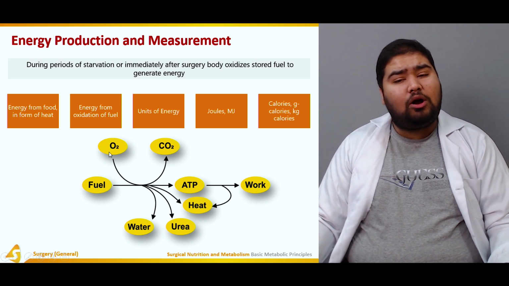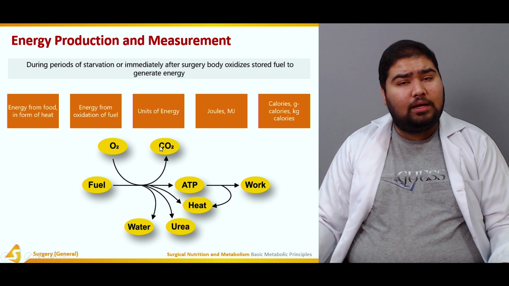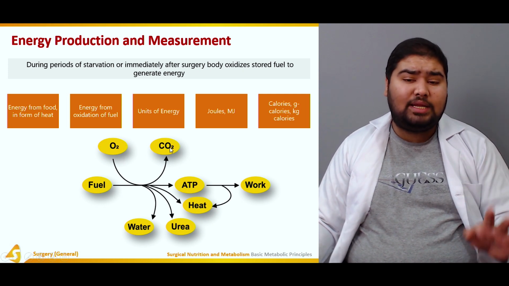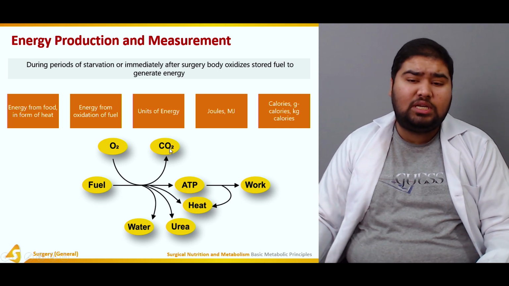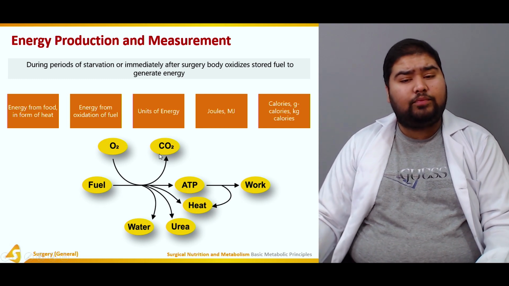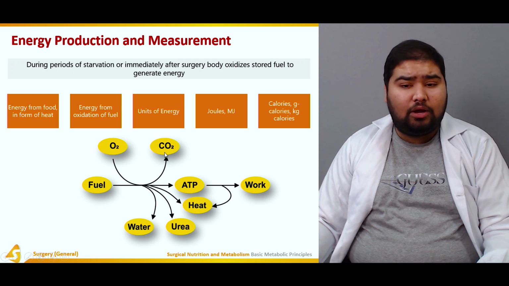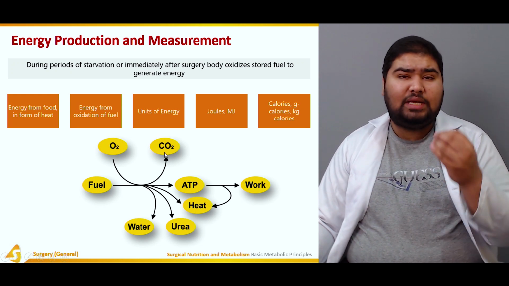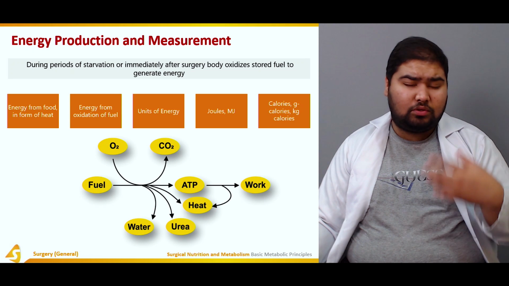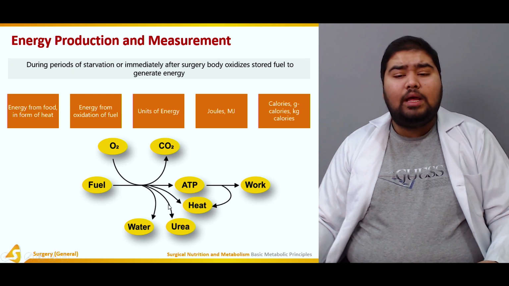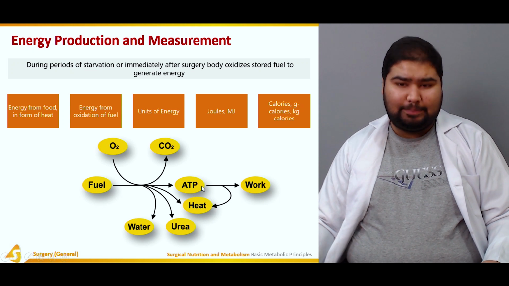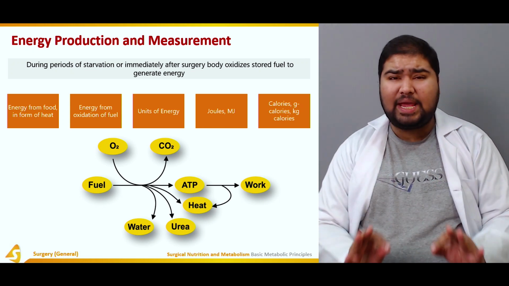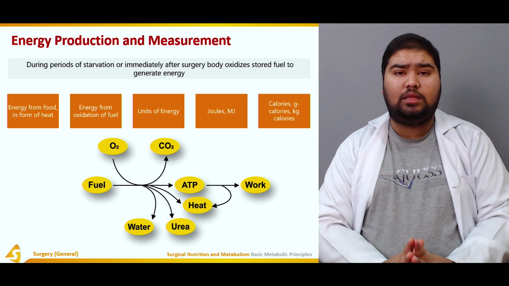These fuels are oxidized. The side product of the oxidation of this fuel is carbon dioxide. This carbon dioxide is excreted through the mouth, through the nasal cavity. Now, this is the main product, the ATP. ATP is the energy currency in the body.